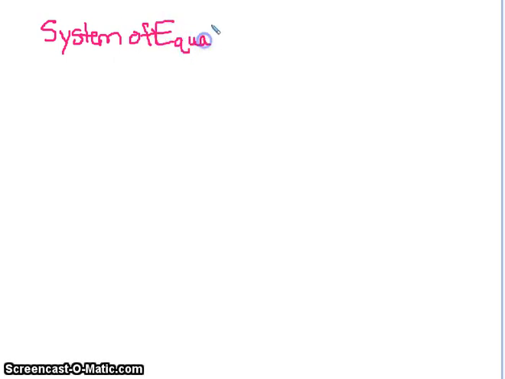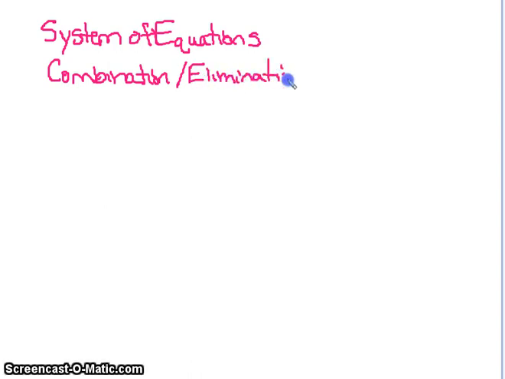So we are going to start off once again with just one more example of how you solve a system of equations. And we are going to use combination elimination. That means we are going to combine the two and something must cancel.